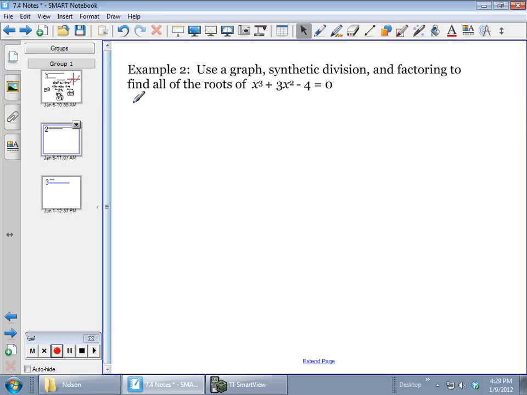The second example is we're going to use a graph, synthetic division, and factoring to find all the roots of this equation. So once again, to remind you, I encourage you to pause the videos and try working these out on your own and then checking after I do it, rather than just watching me do the problem. So I'm going to start by using the graph. I'm going to plug this equation, x to the third plus 3x squared minus 4, into y equals.